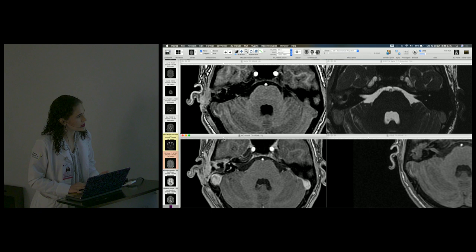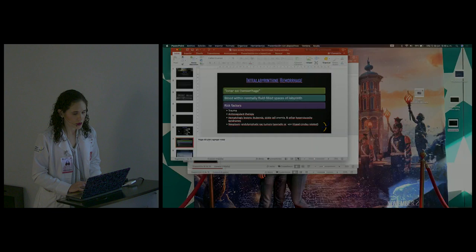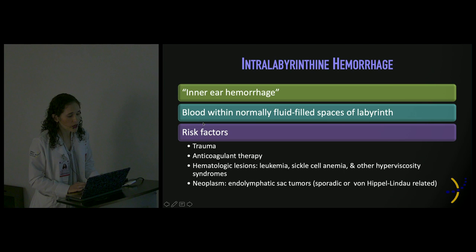Okay, I'm going to continue with my case review. I'm going to talk about intralabyrinthine hemorrhage, also called inner ear hemorrhage. There is blood within the normally fluid-filled spaces in the labyrinth.